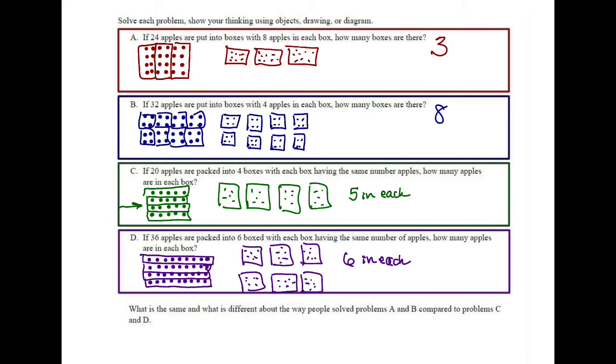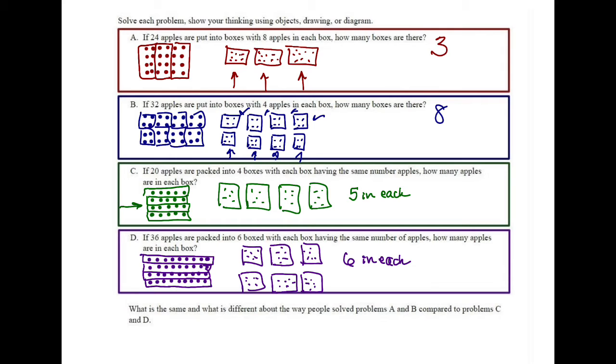So the first two, you grab a box and fill it up. Grab a box, fill it up. Same thing with this one. You grab a box, fill it up all the way through until we have all 8 boxes full, or until we run out of apples, and we know we have 8 boxes.